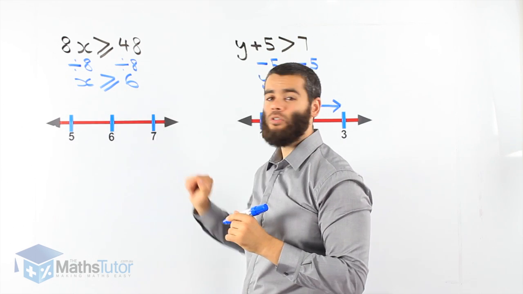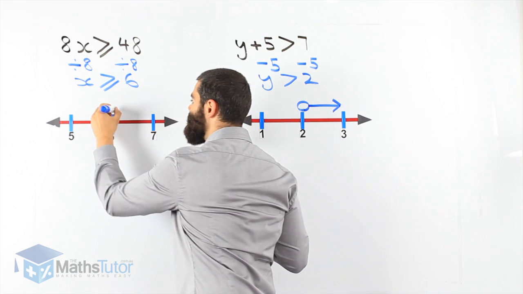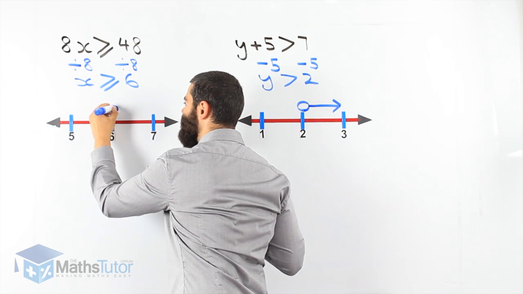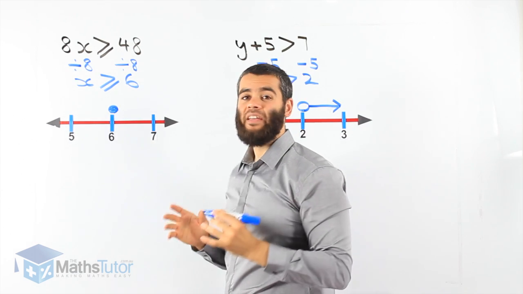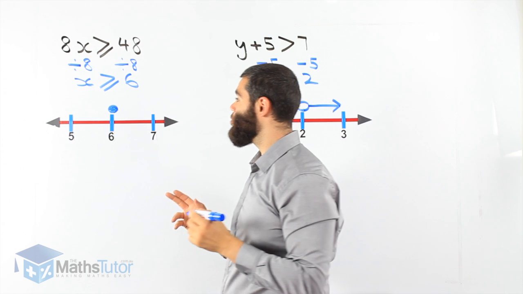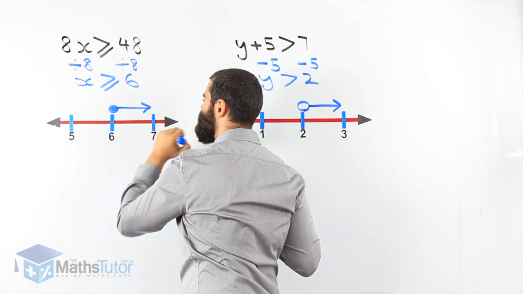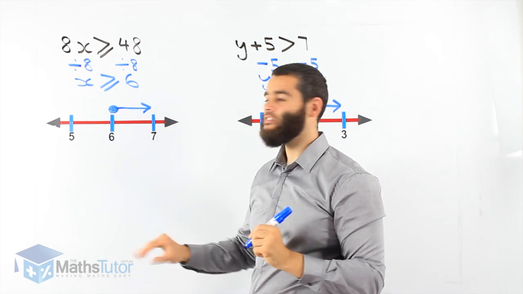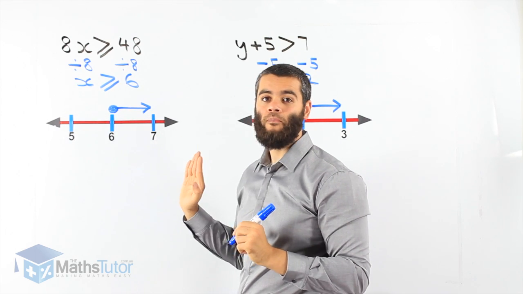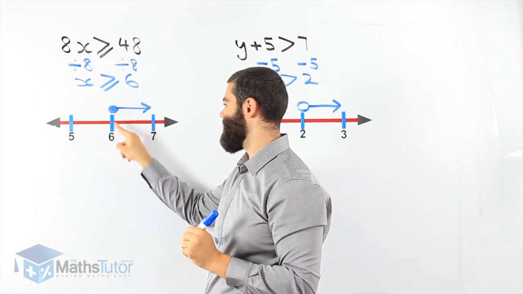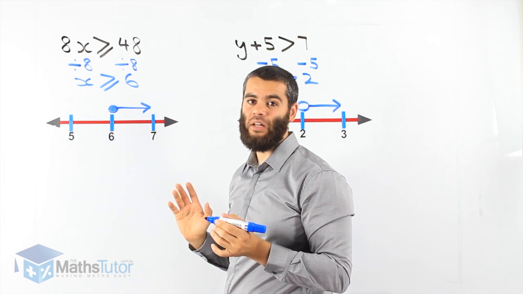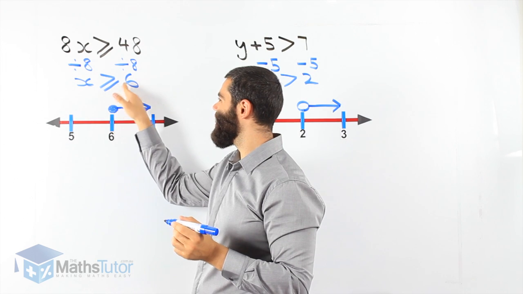Because it has the equal to as well, we have to draw a circle and color it in. So we're saying x can be 6, but it is also greater than 6. So we show our arrow towards the greater side. So it can be 6 or more. That's why we color it in. We're saying it can be 6 or more than 6 as well. x is greater than or equal to 6.